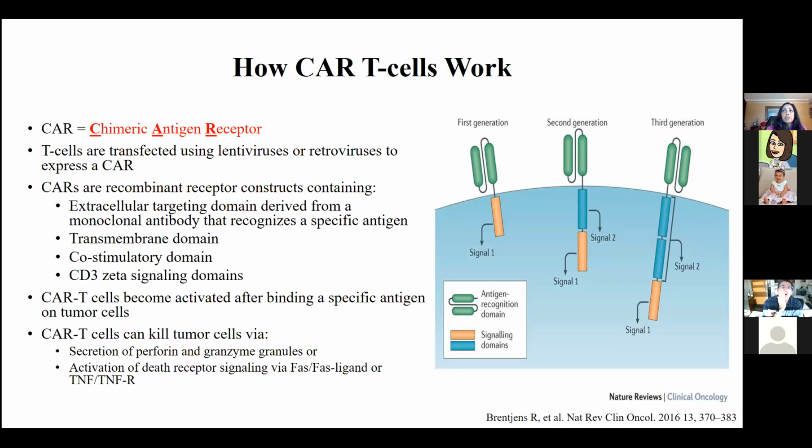The 3 CAR T cells that are on the market right now are all second generation CARs. The third generation of CAR T cells are in development, and this is where multiple co-stimulatory domains can be added in to again enhance the performance and efficacy of the CAR T cells. CAR T cells become activated after they bind the antigen for which they're specific to on the tumor cells, and then they physically kill the tumor cells via direct cell-to-cell killing.